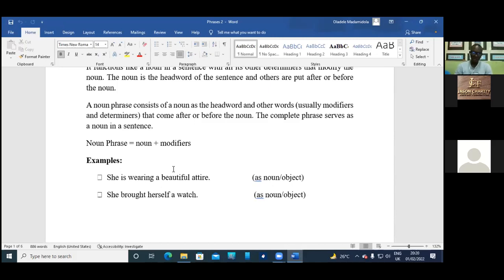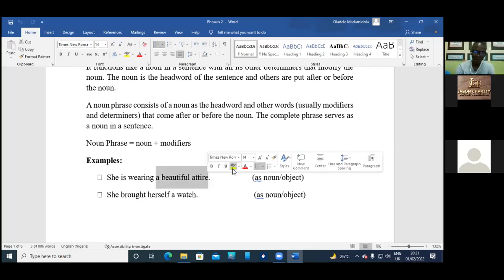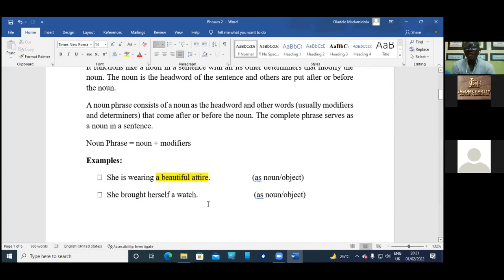Now let's look at some examples. Here we have a noun phrase that has a noun plus modifiers. Here we have: she is wearing a beautiful attire. Now, if you look at this, a beautiful attire here is the phrase. So what kind of phrase is a beautiful attire? Anyone?